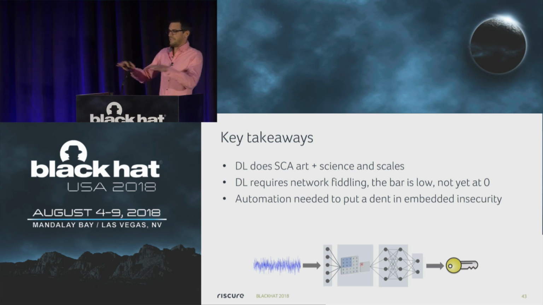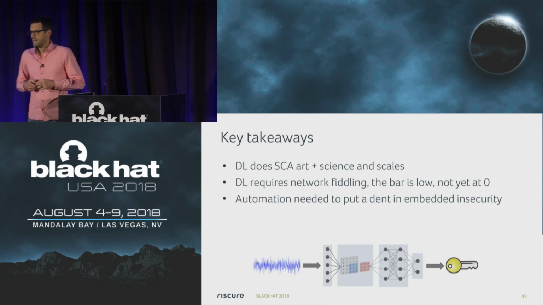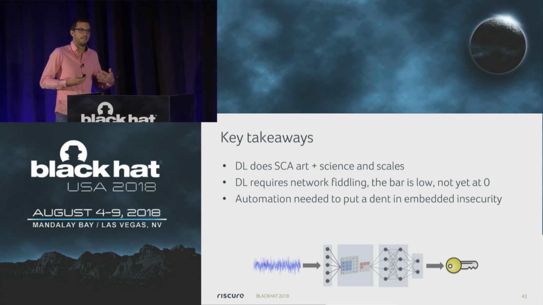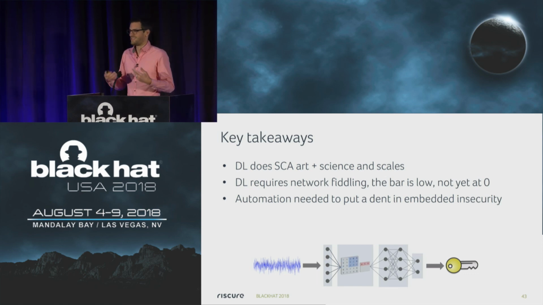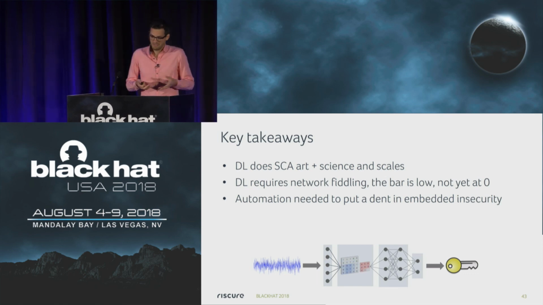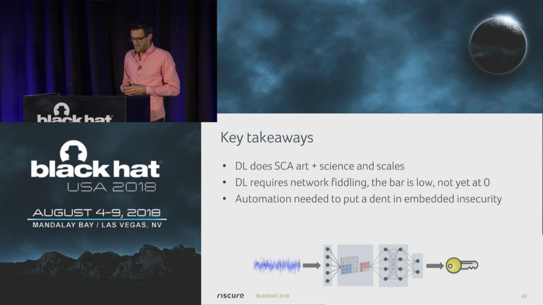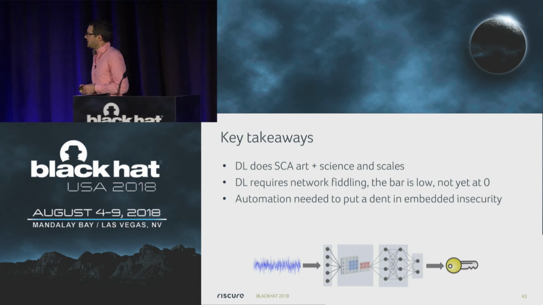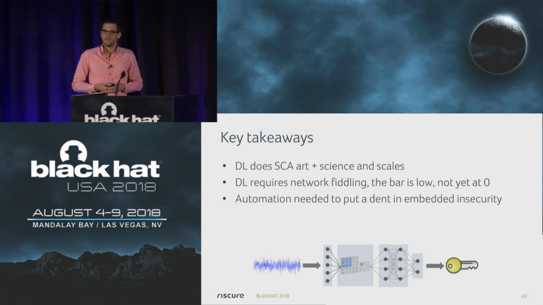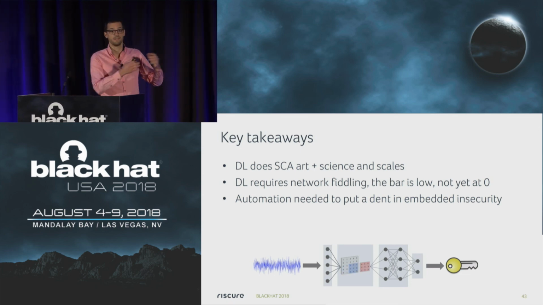The bar is definitely not at 0 yet. This is not fully automated. You still need to fiddle with the network, but you don't quite need the same kind of expertise for that. A couple of guidelines and fiddling and getting a sense for what network might work is already getting you up there with world-class teams. And really, this kind of automation is needed to put a dent in all the embedded insecurity that we're seeing. So I'm really excited about where this is heading.